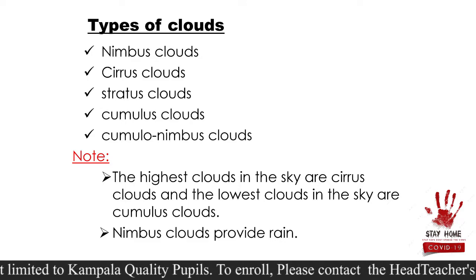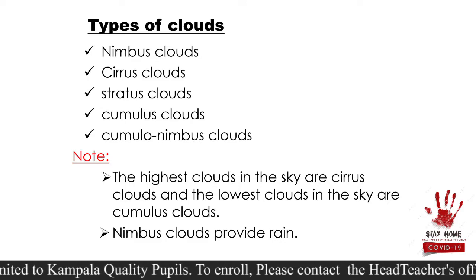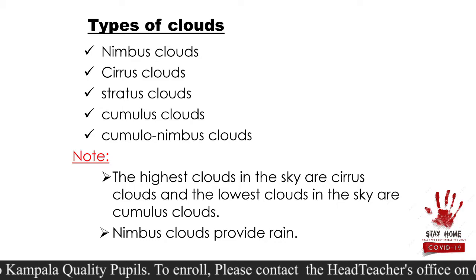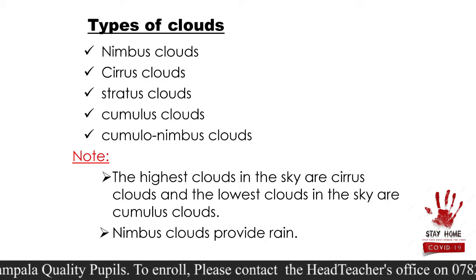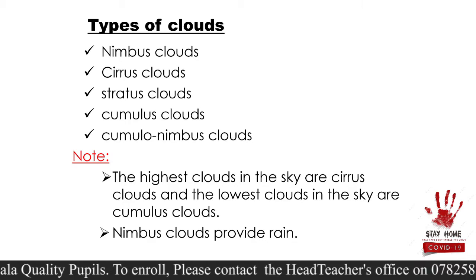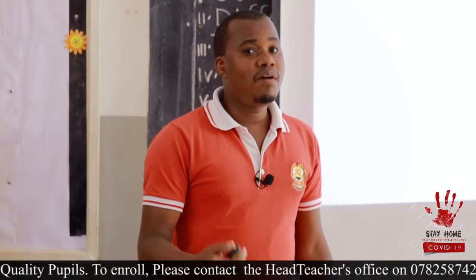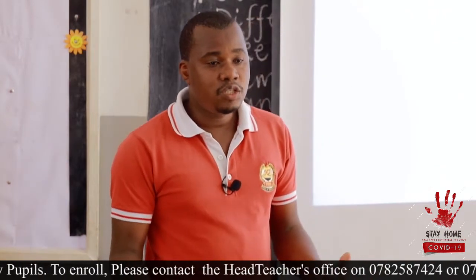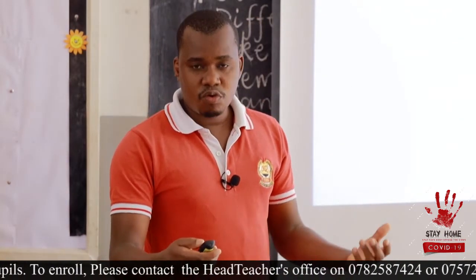Then 2, cirrus clouds. Can we say that? Cirrus clouds. Can you spell cirrus quickly? S-I-R-R-U-S, cirrus. We have to practice also the spellings because we have learned these words. You can be asked from anywhere. So if you practice, you'll be able to say or to write or to give.